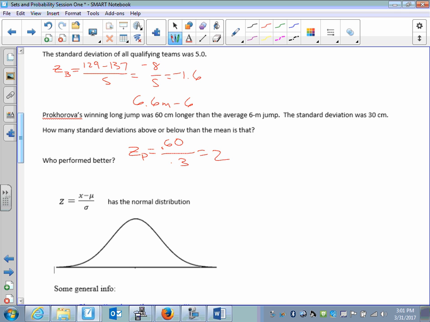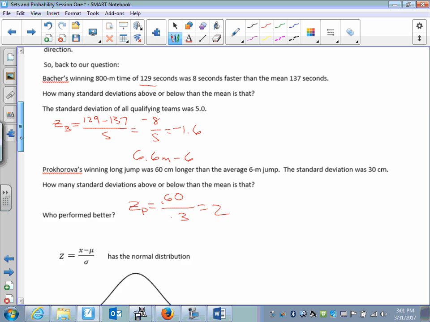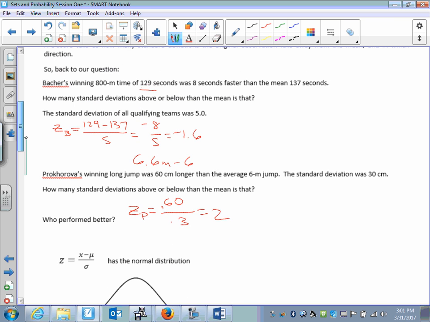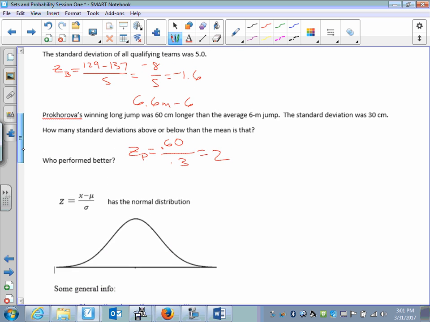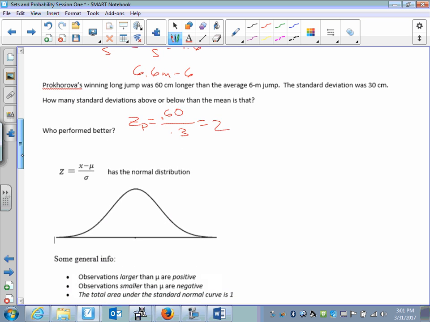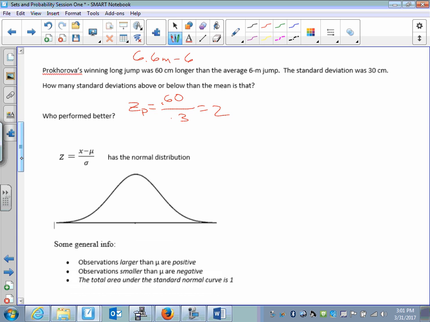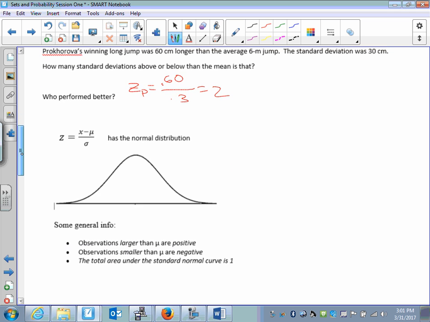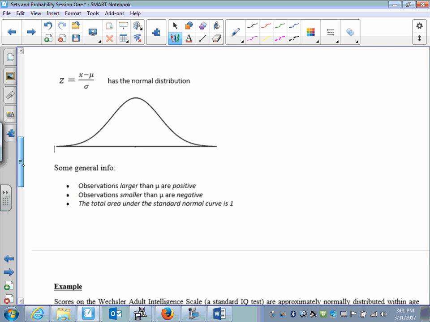Since Bacher's winning time in the 800 meters was 1.6 standard deviations away from the mean, and Prokhorova's winning long jump was 2 standard deviations away from the mean, we would say that Prokhorova's performance was better than Bacher's.